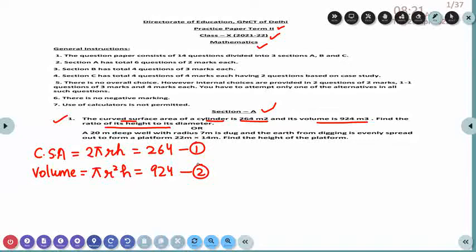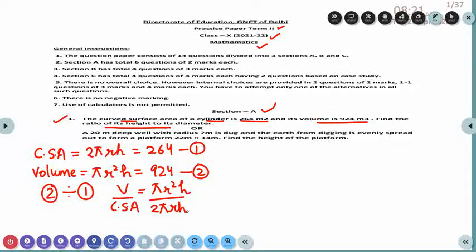If we divide volume by curved surface area, we can write this as pi R square H upon 2 pi RH, which will be equal to 924 upon 264. On cancelling, on this side pi will cancel out, H will be cancelled out and one R will be cancelled out.